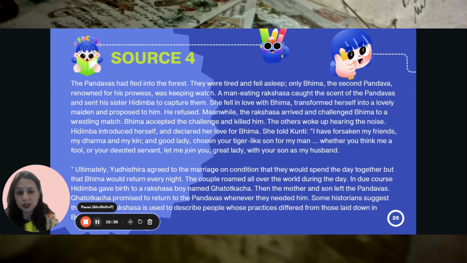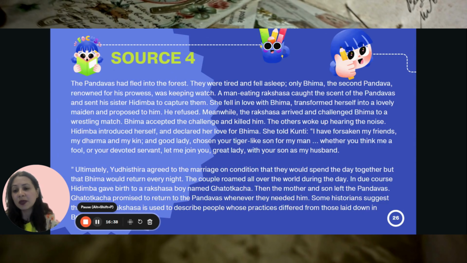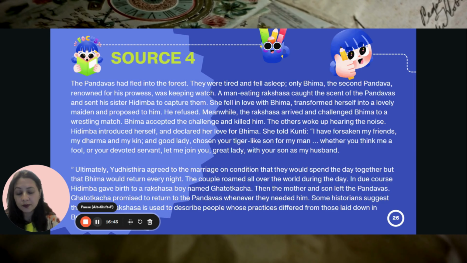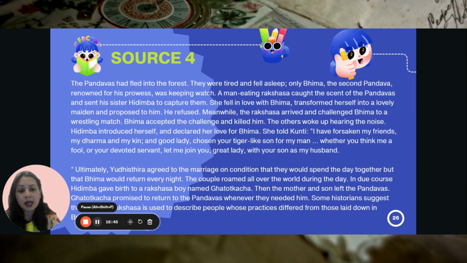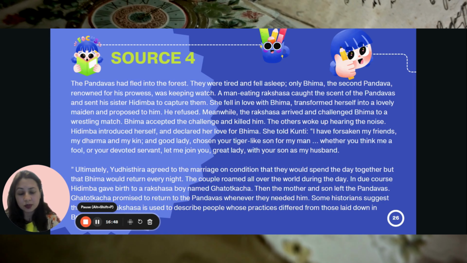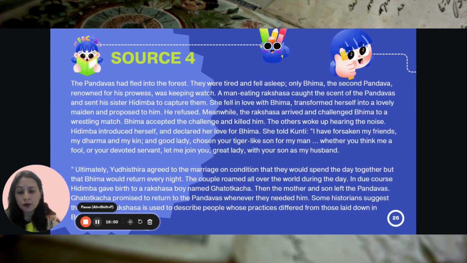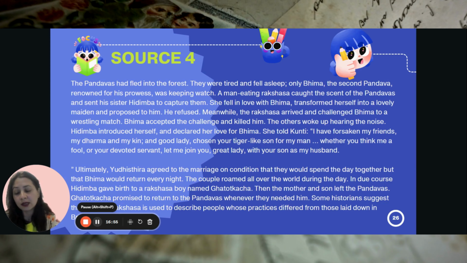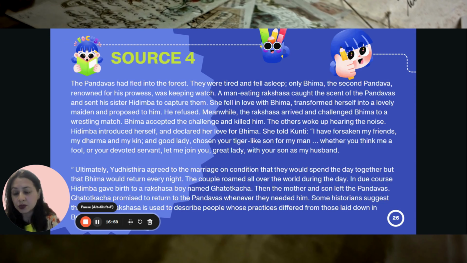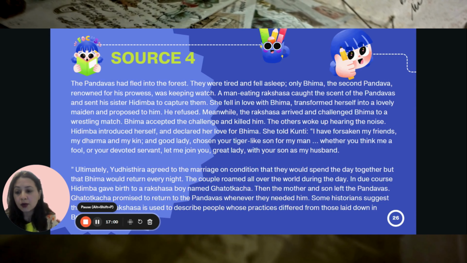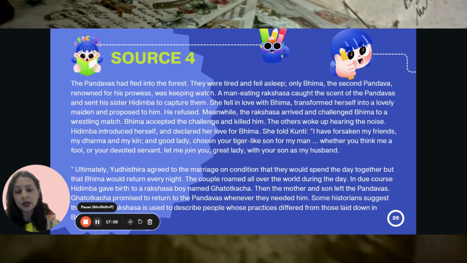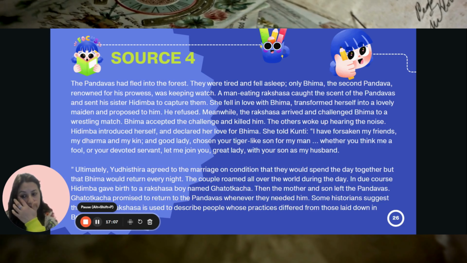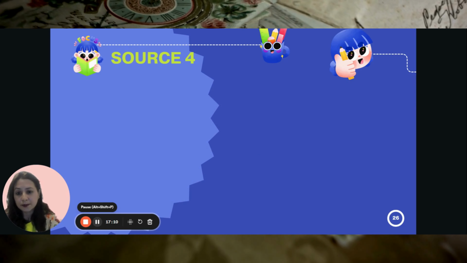The fourth source. So this speaks of when the Pandavas were asked to leave the kingdom, and here it is Bhim. So this talks about the marriage of Bhim and Hidimba, which is an example of exogamy, that is marrying outside the unit. Bhim was a Kshatriya and Hidimba was a Rakshasa.